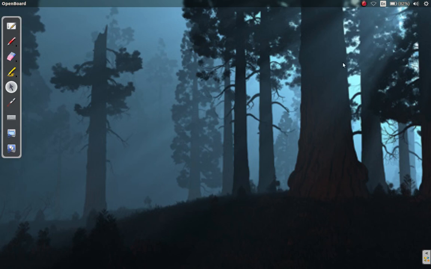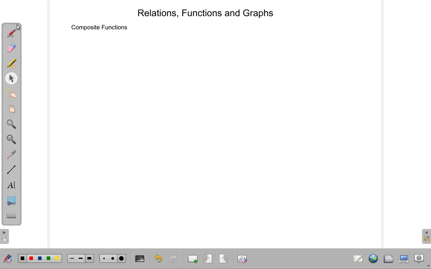We continue to look at relations, functions, and graphs. We want to look at composite functions. Now, these are really two functions that combine to form one function. So that one function that results is a composition of those two functions.